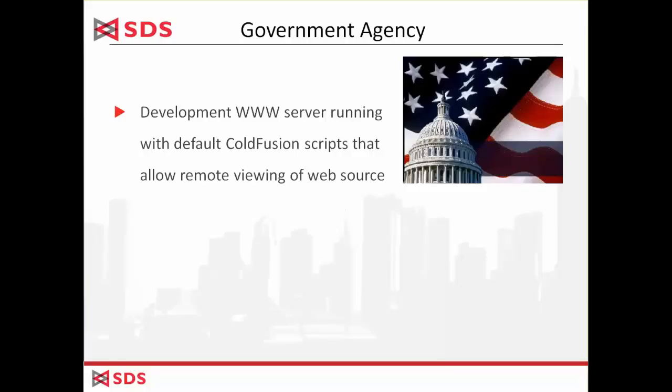To give you a specific example, I was doing some work for a U.S. government agency, and in the course of examining their network, one of the things that we came across was a web server. It was basically a development web server. It was running Cold Fusion, and there were a number of default Cold Fusion scripts that existed on this server whose purpose was to allow you to view web source code. So we took advantage of that and started looking at the actual Cold Fusion source for various web apps that had been installed on this system, knowing that even though this was development, a lot of this is probably the same code that would be running in production.